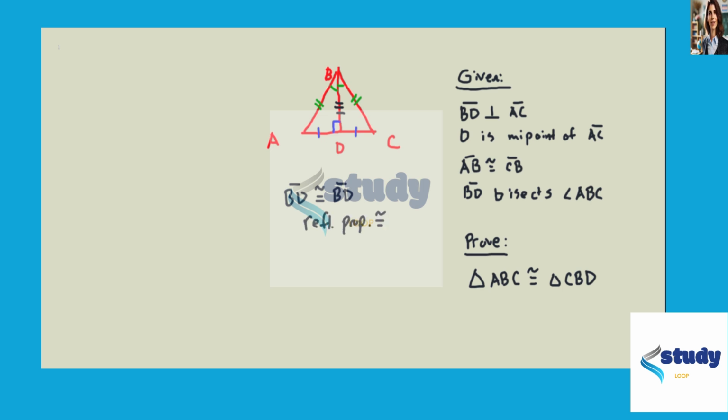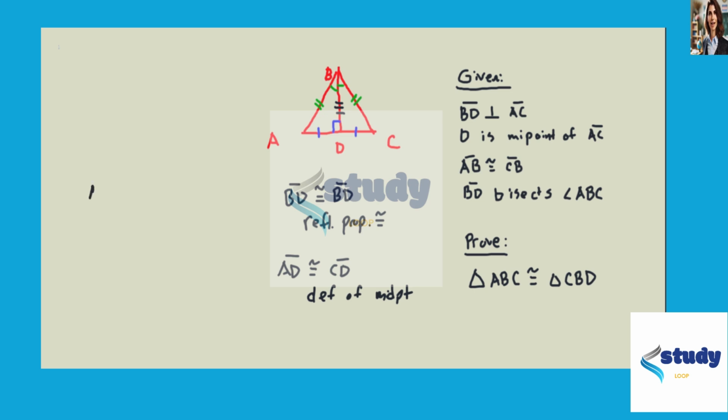of congruence. And then we've already established the other lengths, but I'll put a note here that the reason why AD is congruent to CD is because of the definition of midpoint. So we have all three lengths. The next piece of information that we need to focus on is things related to angles. We know that angle ADB and CDB are both 90 degrees.